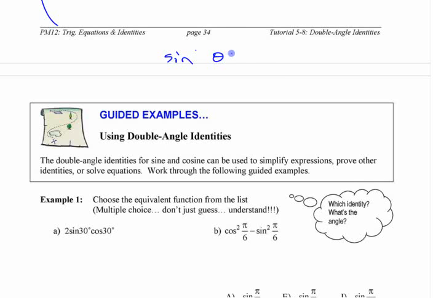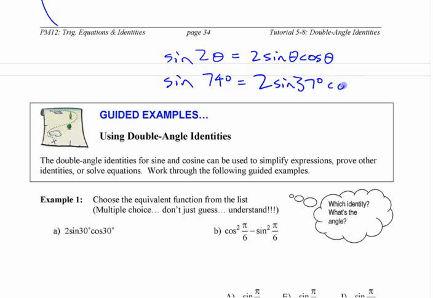Sine 2 theta equals 2 sine theta cos theta. So again, for instance, sine of 74 degrees, like I said before, is the same as 2 times sine of 37 times cosine of 37. Those two things are equal.